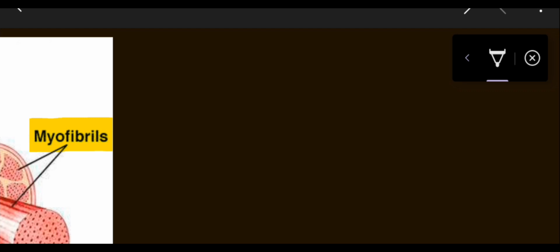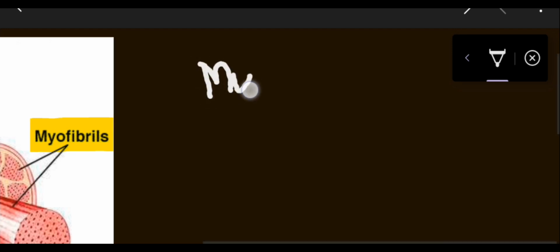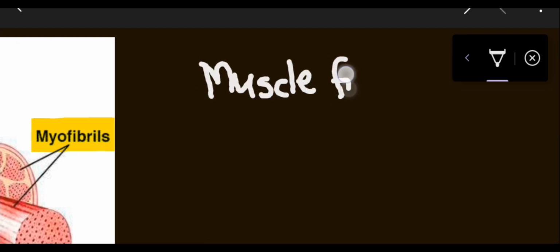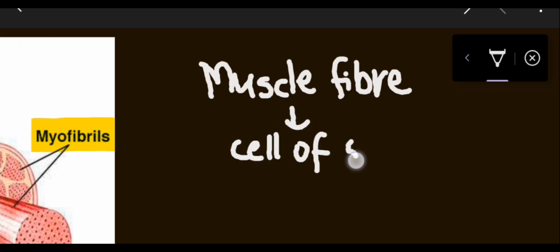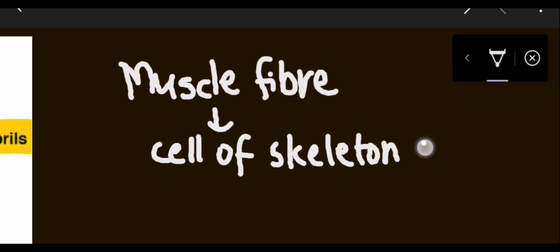muscle fiber is basically considered the cell of the skeletal muscles with many microfibrils. सबसे पहले जो मसल फाइबर होता है ना वो क्या होता है, this muscle fiber is basically known as the cell of a skeletal muscle. ठीक है, ये मसल फाइबर जो है हमारे पास, this is known as cell of skeletal muscle.